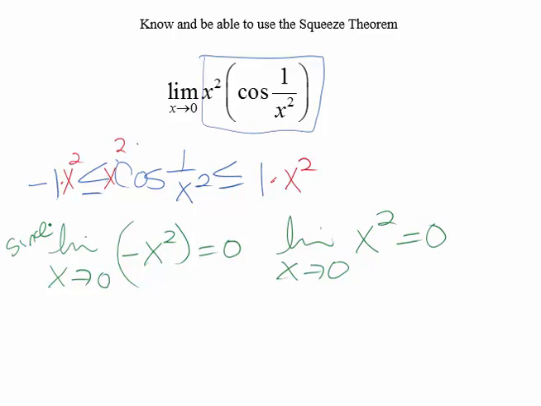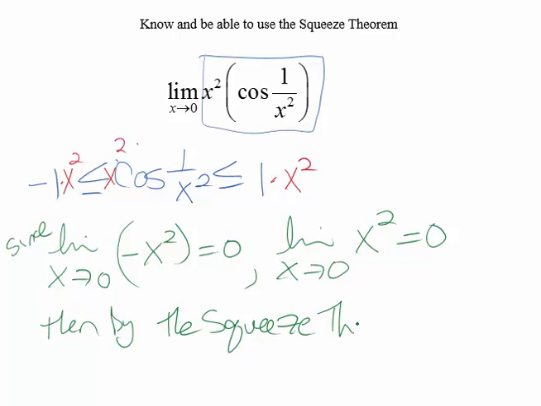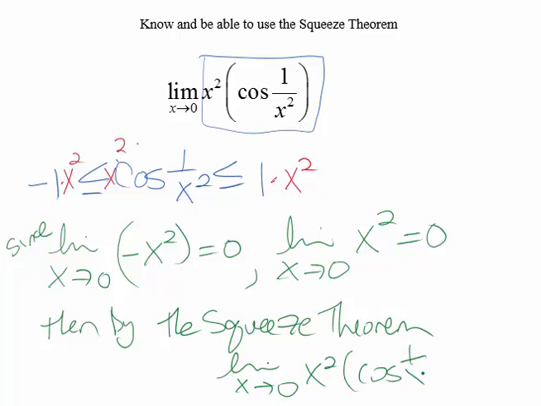So since that is true and that is true, then by the squeeze theorem, the limit as x goes to 0 of x squared times cosine of 1 over x squared must also be 0.